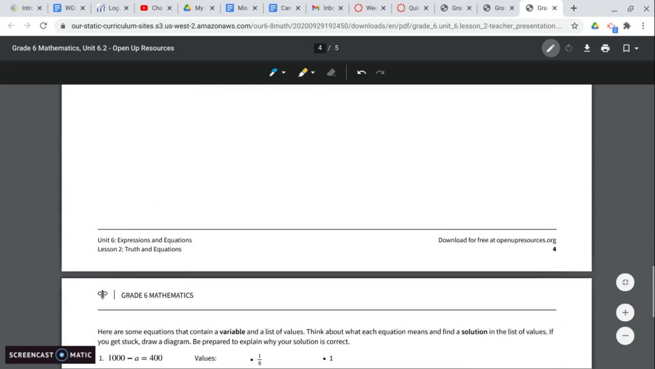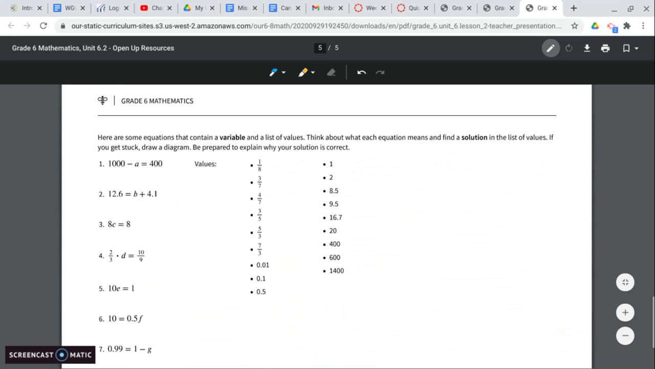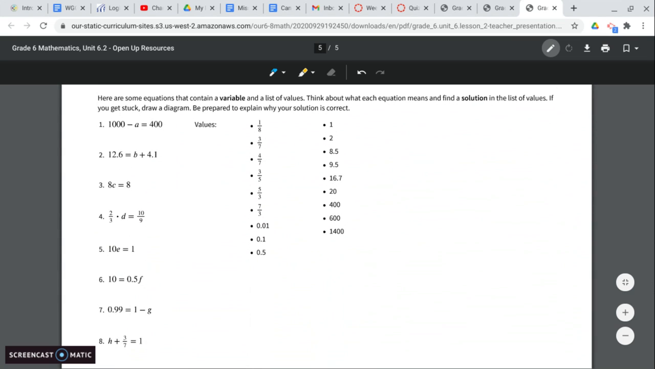All right. Using structure to find solutions. Here are some equations that contain a variable and a list of values. Think about what each equation means and find a solution in the list of values. If you get stuck, draw a diagram. Be prepared to explain. So variable is your key word for this lesson, variable.